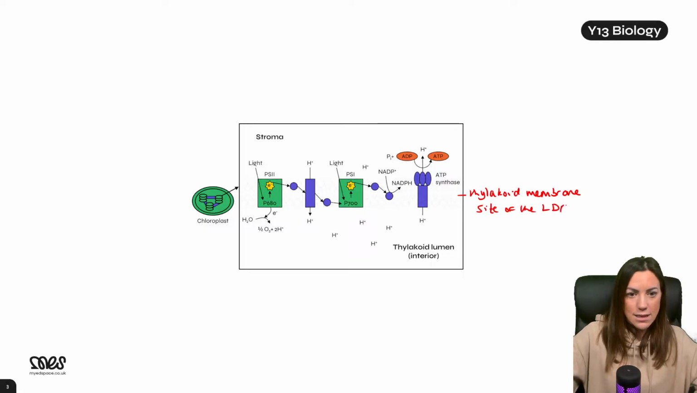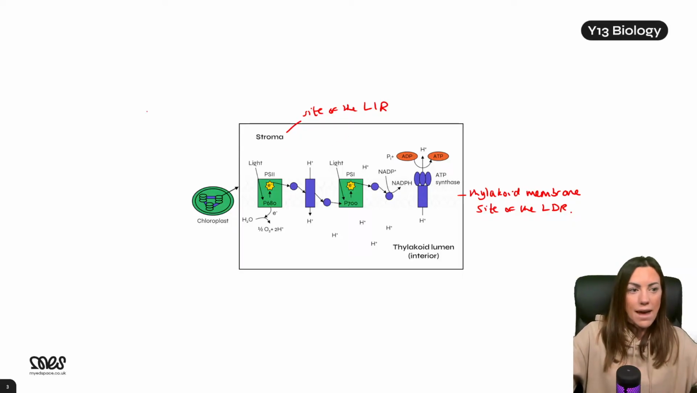because the thylakoid membrane is the site of the light-dependent reaction. Now, just to orientate ourselves, if this is the thylakoid membrane, down here we've got the thylakoid lumen, which is just the inside of the thylakoid disc. And on the other side of the membrane is the stroma, which fills the chloroplast. And that's actually the site of the light-independent reaction, which we'll be revising in a separate video.